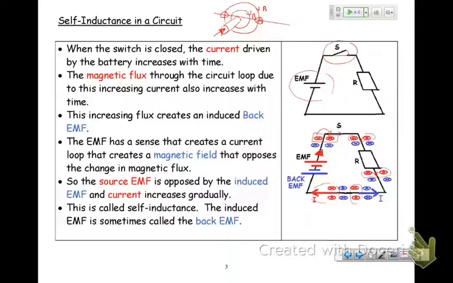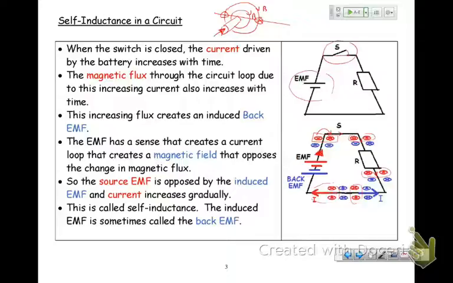So when the switch is closed, the current driven by the battery increases in time. Whenever you get a changing magnetic field, you induce a back EMF. The magnetic field through the circuit loop, due to this increase in current, also increases in time. So the increase in current causes an increasing magnetic flux. According to good old Lenz's law, whatever you try to change, I'm going to fight you with. So we're going to try and turn off what we just did.